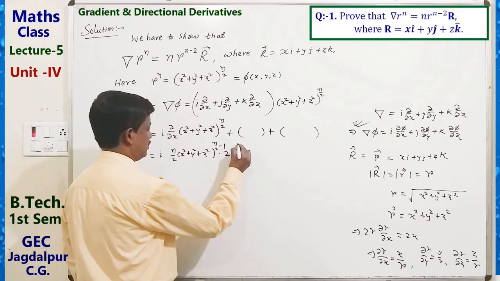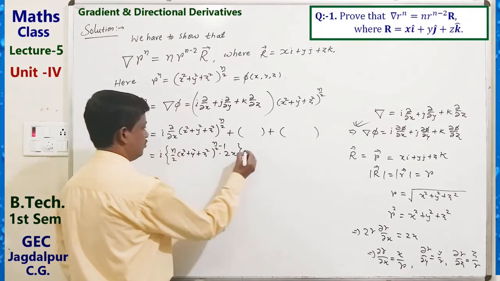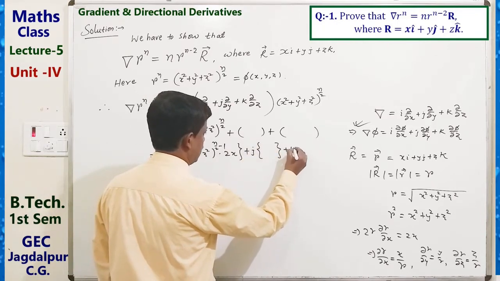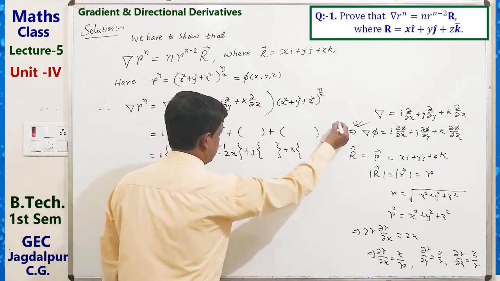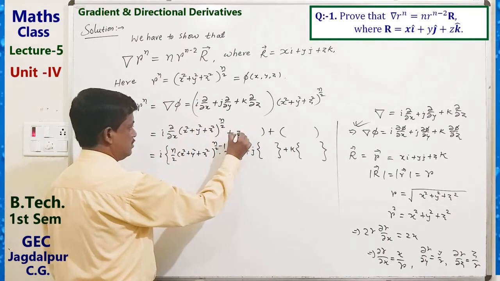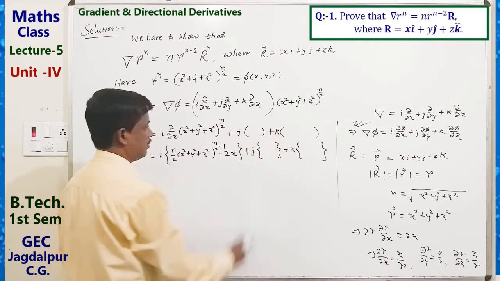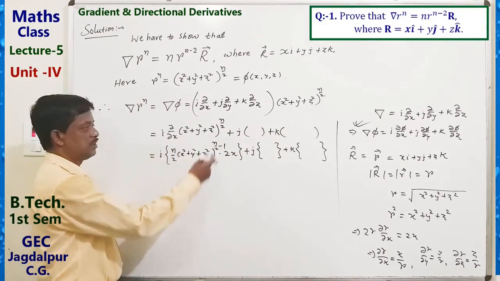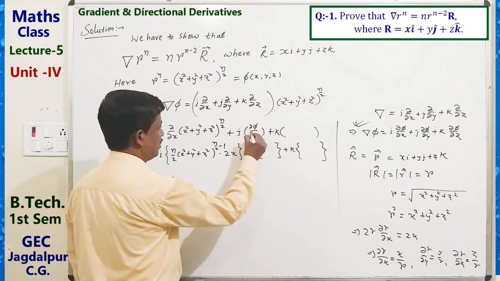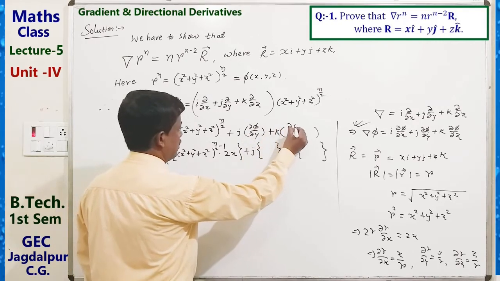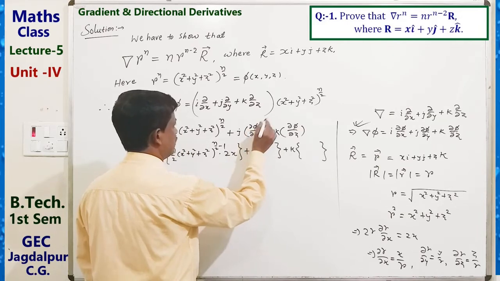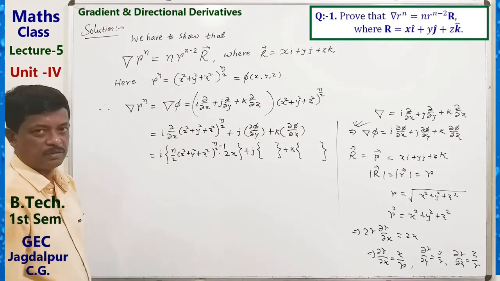This will be the value, plus z k. Same type of value you can get. Okay, z k with respect to y, what? ∂φ/∂y, ∂φ/∂z. Phi means what? This has a similar part.